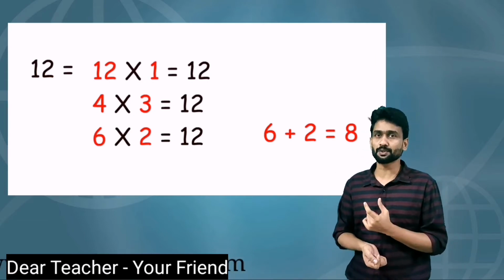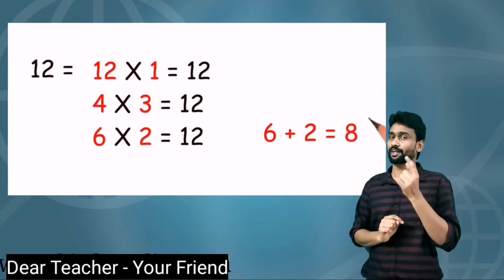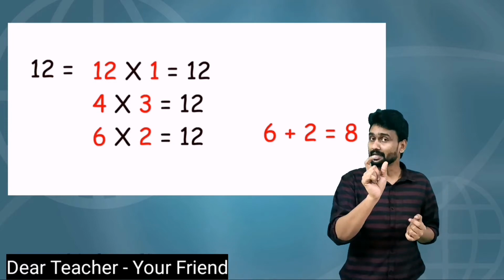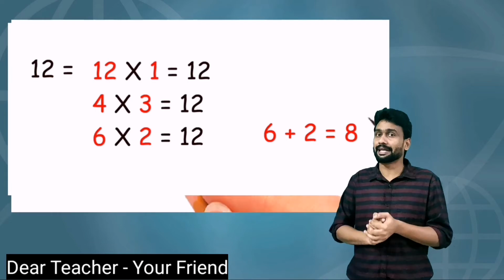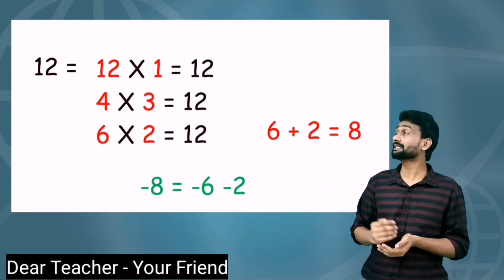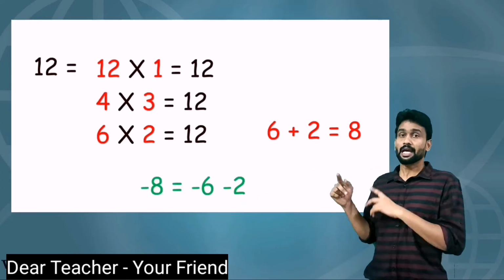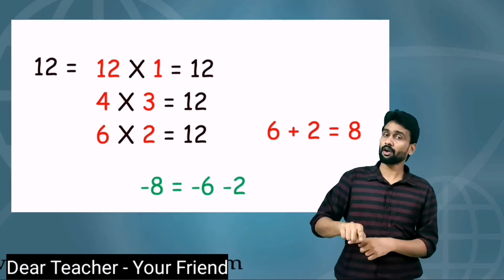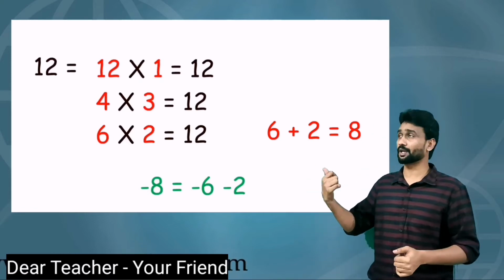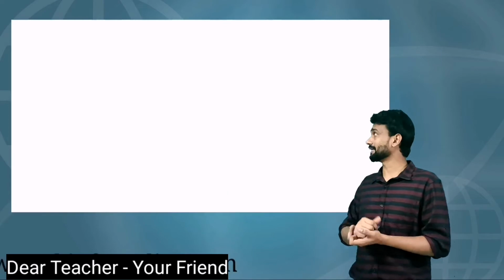Can I write 6 plus 2? 6 plus 2 will be positive. I already told you the middle term is negative, so both splitter terms will be negative. So minus 8 we can write as minus 6 minus 2. Now this we are going to apply in our quadratic polynomial, 2x square minus 8x plus 6.